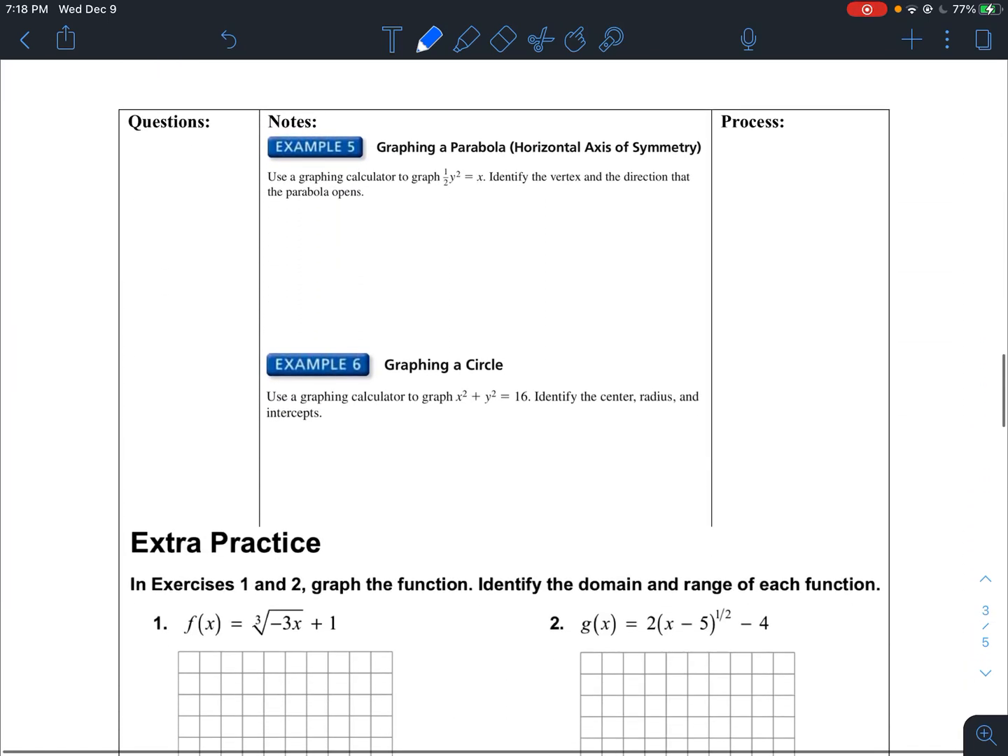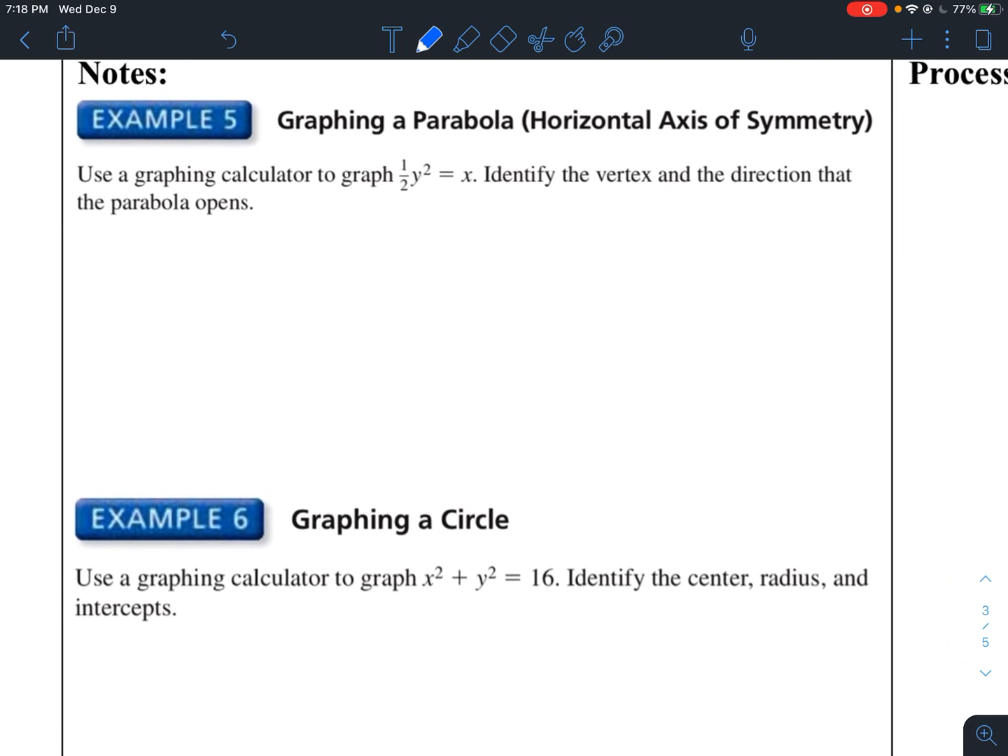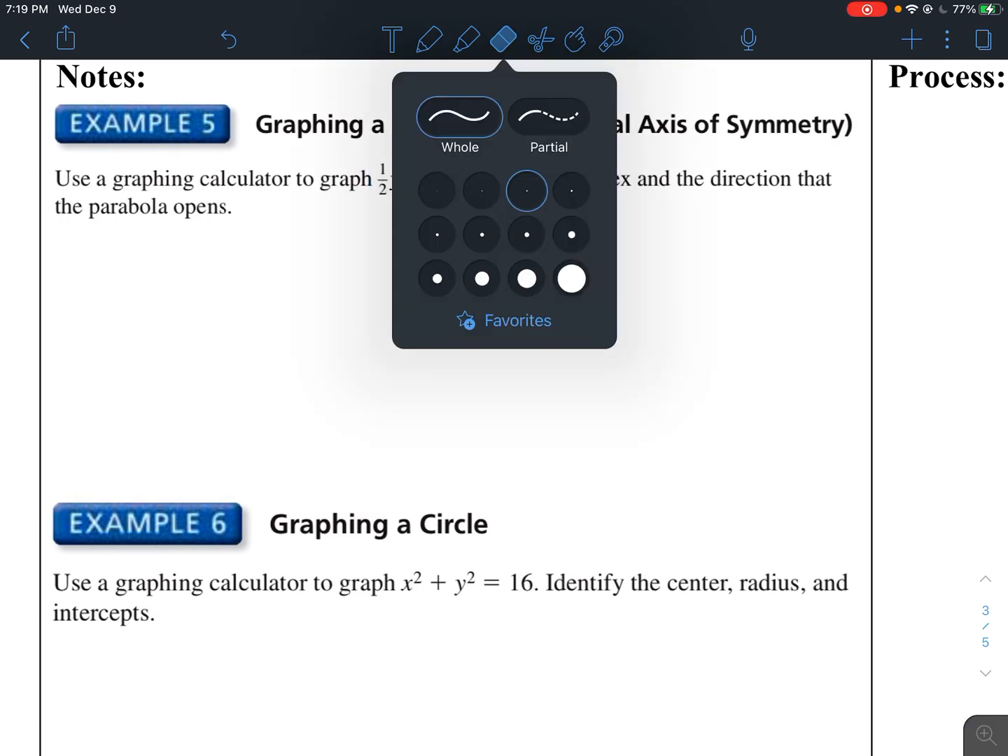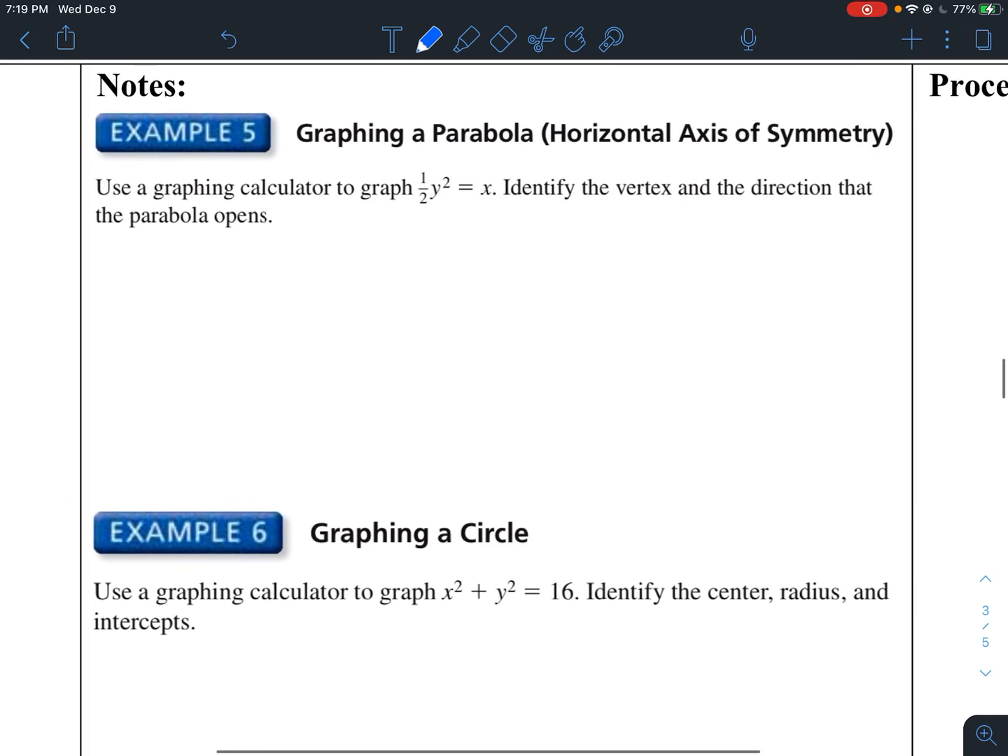Alright, so for example 5 and example 6, we're going to use a calculator to help us. If we're going to use a calculator to graph this function right here, we have to make sure that y is by itself, because our graphing calculators can only graph if we have y in terms of x. So we have to solve for y.